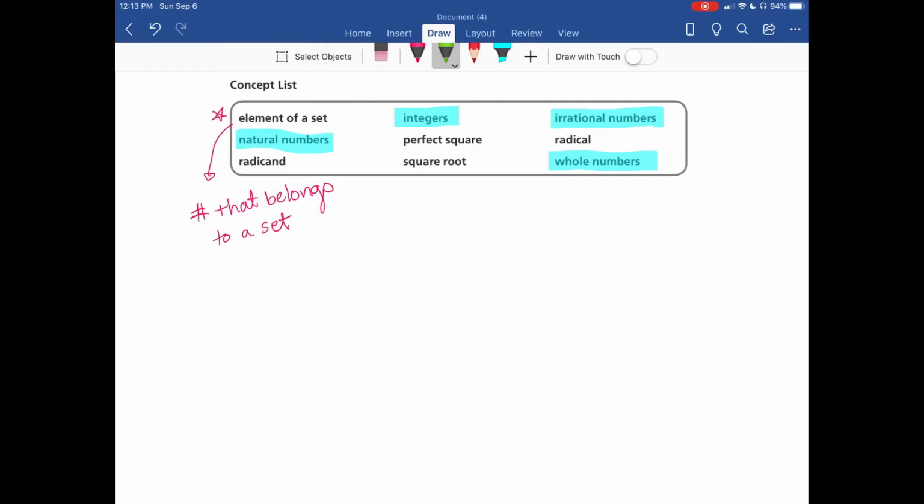Let's do an example. So we've got, for example, the set of integers. And we know the set of integers contains all of these elements, and it goes on infinitely. So we know that -7, for example, -7 is an integer because it belongs to the integer set. So we could say that -7 is an element of the integer set. We could say 53 is an element of the integer set.